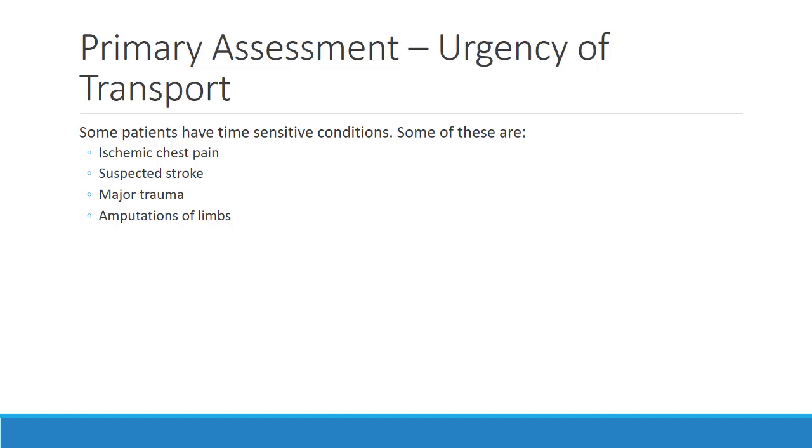And then major trauma, EMS is not the fix for major trauma. That's done in a surgical suite. And then, of course, amputation of limbs are time sensitive because, first of all, you're going to have major bleeding, but then second, you're looking at the amount of time necessary from the actual injury to be able to possibly reattach those amputated limbs.